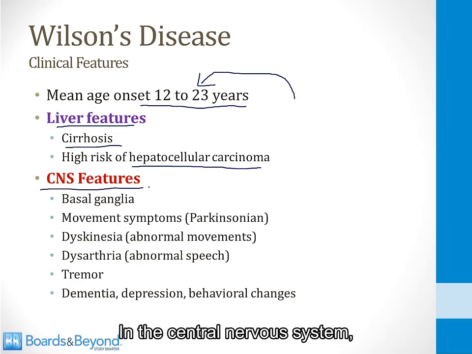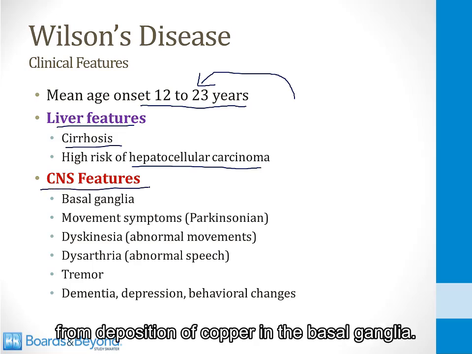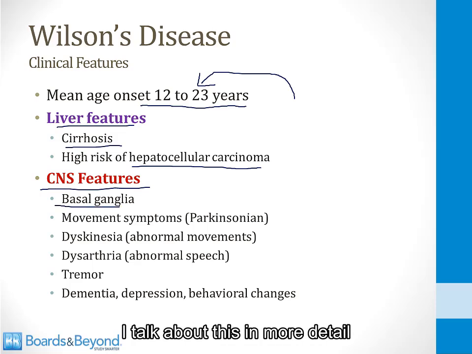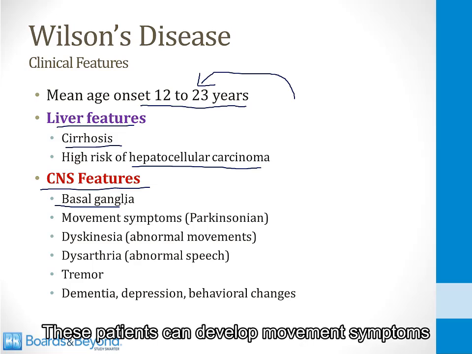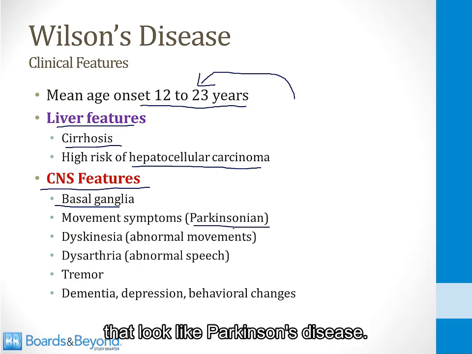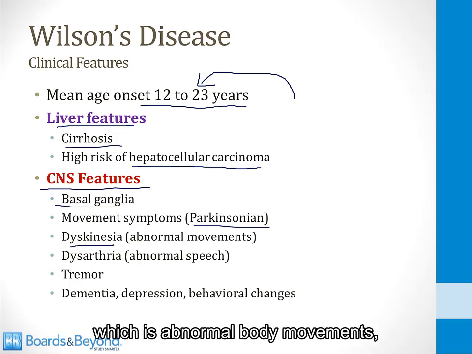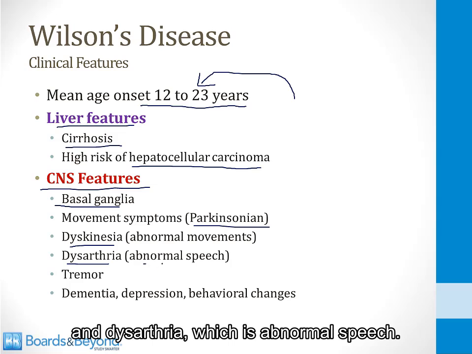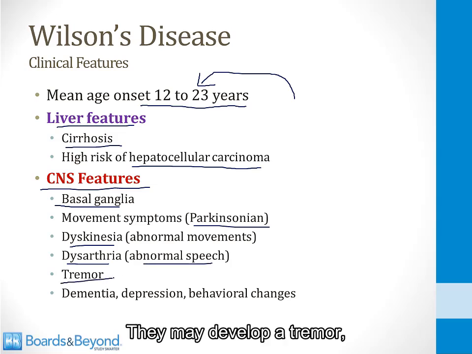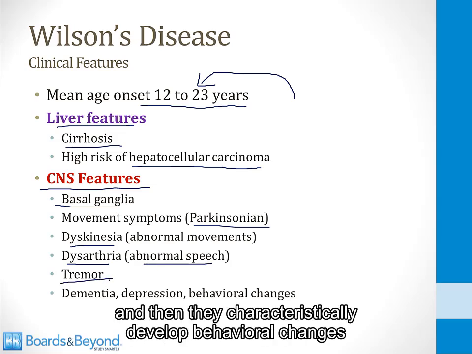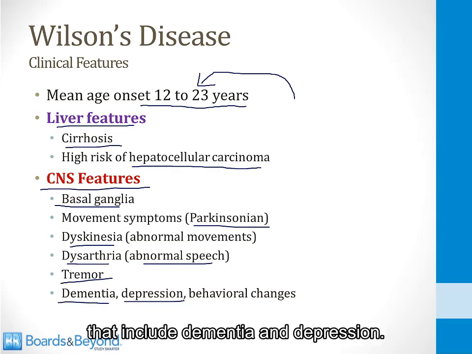In the central nervous system, there are characteristic features from deposition of copper in the basal ganglia. I talk about this in more detail in some of the neurology modules. These patients can develop movement symptoms that look like Parkinson's disease. They can have dyskinesia, which is abnormal body movements, and dysarthria, which is abnormal speech. They may develop a tremor, and then they characteristically develop behavioral changes that include dementia and depression.